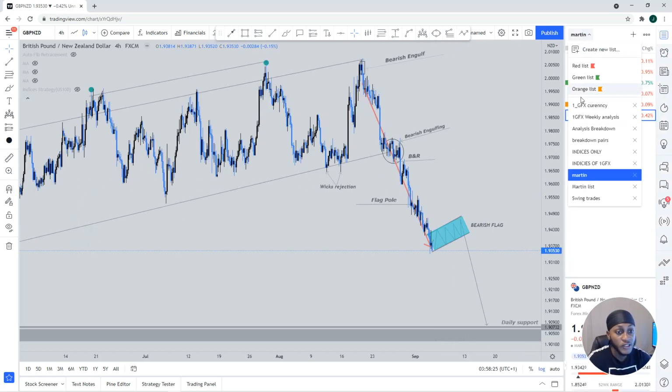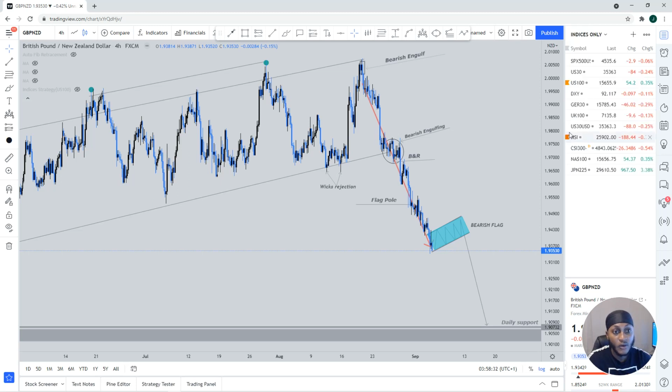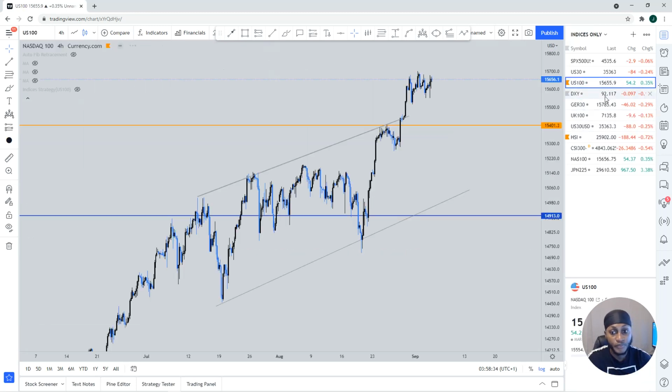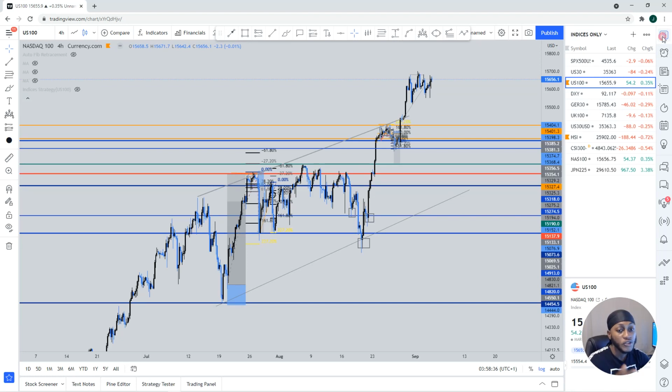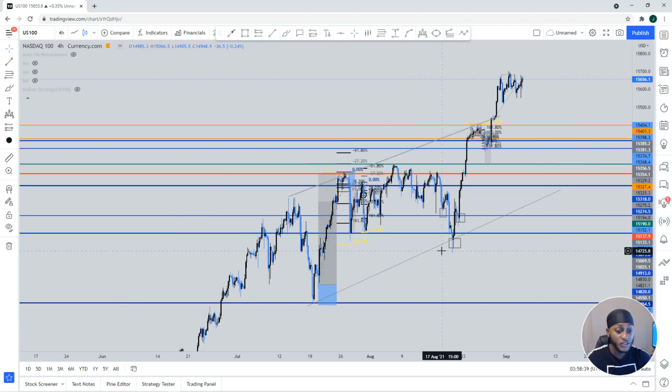I'm gonna just show you guys how I actually made 11k off trading NAS100. So let me just go back to indices only, so US 100. What I want to show you guys, you can see where I have basic market structure again. So you can see where I have support and resistance, right?